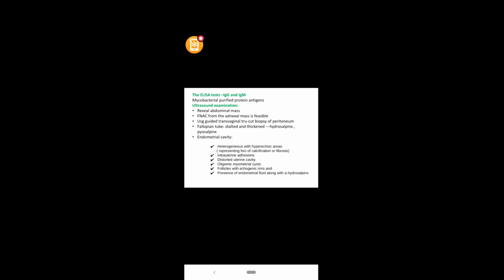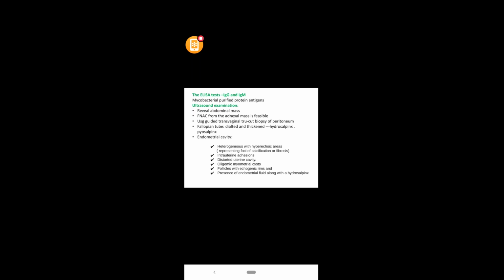Okay. The next will be the ELISA test, that is IgG and IgM tests can be done. These are mycobacterial purified protein antigens. And next is the ultrasound examination. On ultrasound examination, we can see an abdominal mass, and if an adnexal mass is there, then FNAC can be done, that is, ultrasound guided, and Bruchard biopsy can also be done. And the appearance of the fallopian tube will be dilated and thickened. Either hydrosalpinx or pyosalpinx can be seen in the ultrasound.